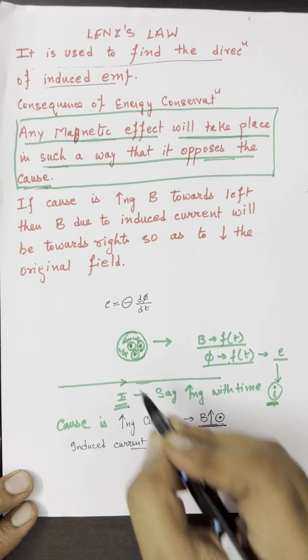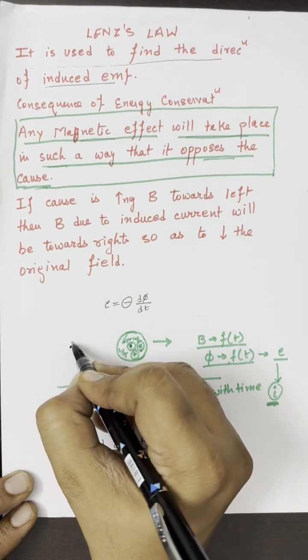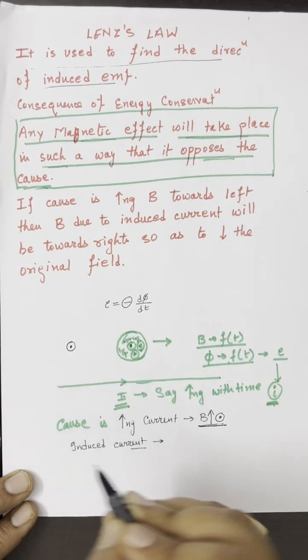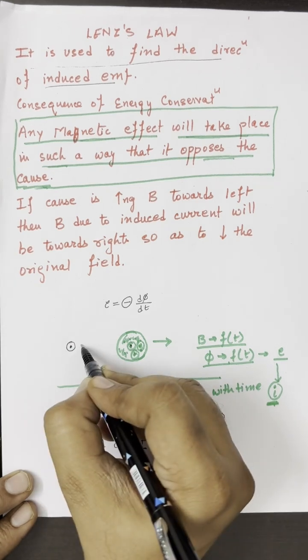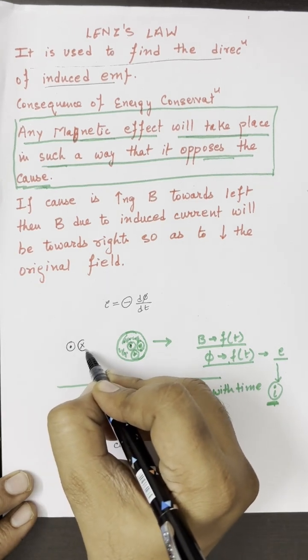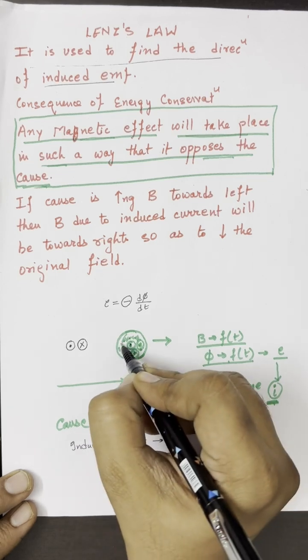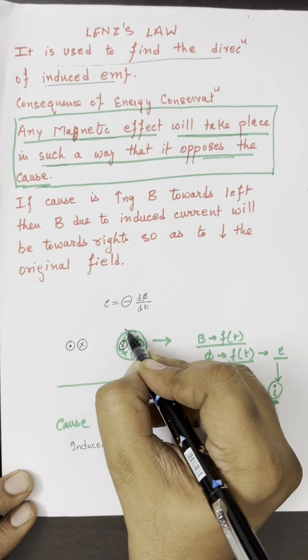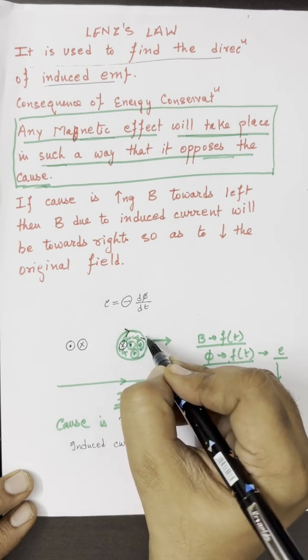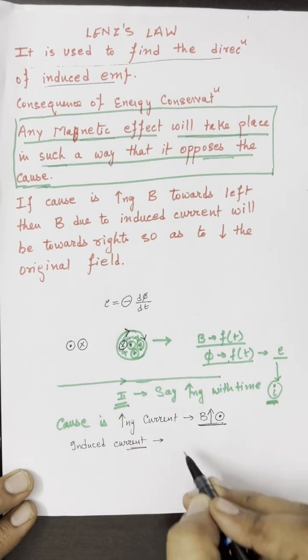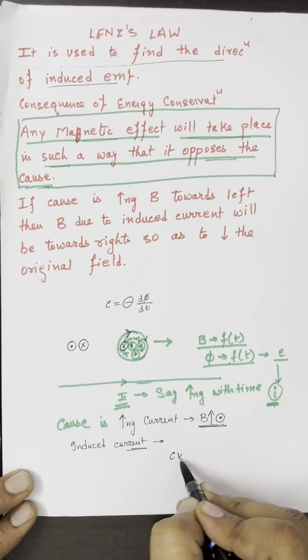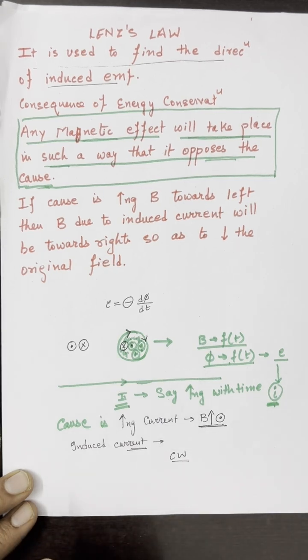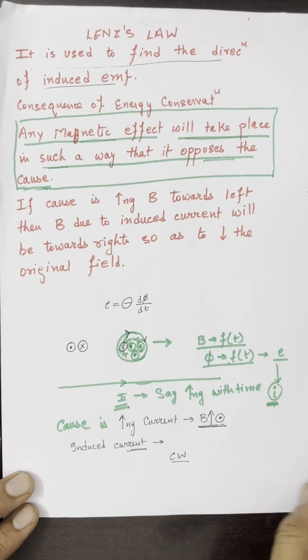So if the field is increasing in the outward direction, the induced current has to produce the magnetic field in this direction. And when the induced current is in this direction, it produces the magnetic field in this direction. So the direction of induced current will be clockwise as seen from the top. Right? I hope this point is clear.